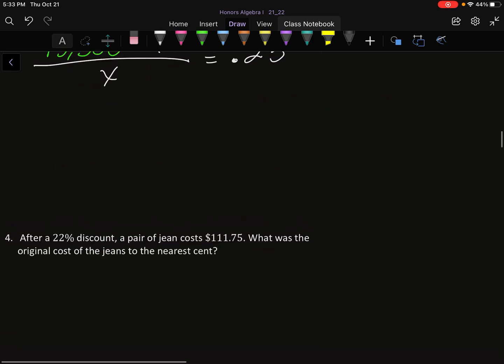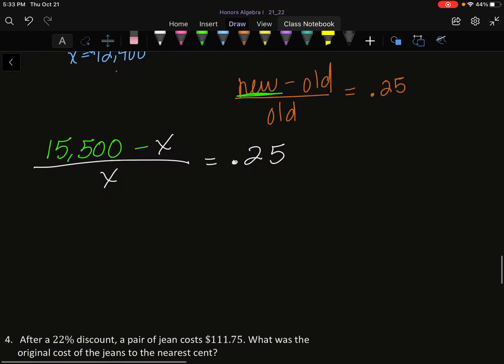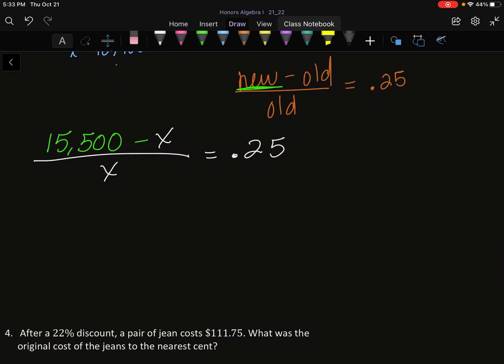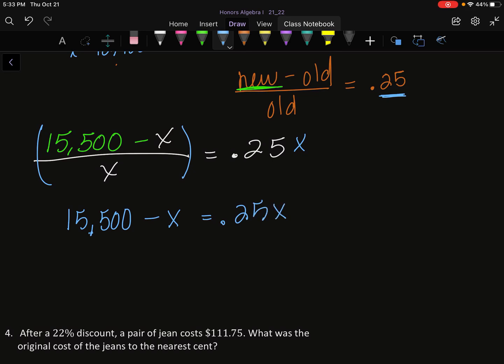So how would I solve this equation here? So you see new minus old over old equals a 25% increase. That's where we get that 0.25. So my first step here is going to be to multiply both sides by x. And you don't need the commas, by the way. And then look, plus x, plus x.